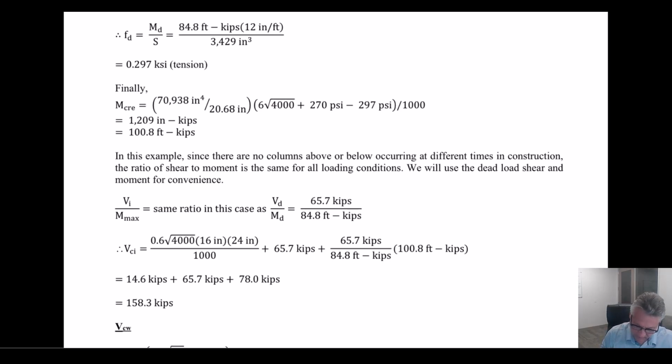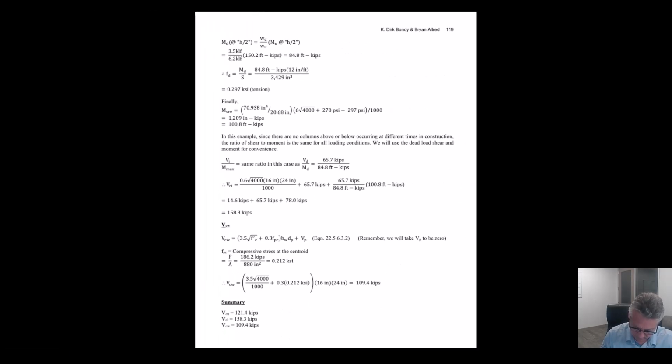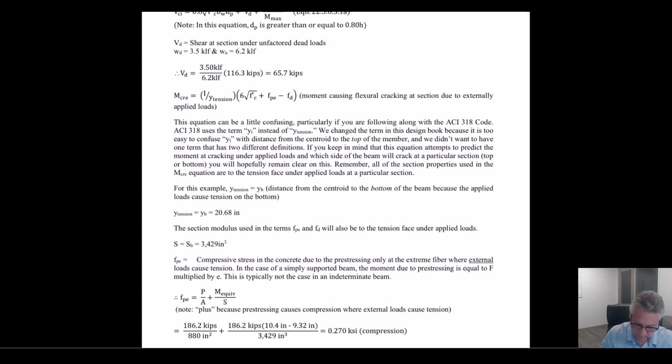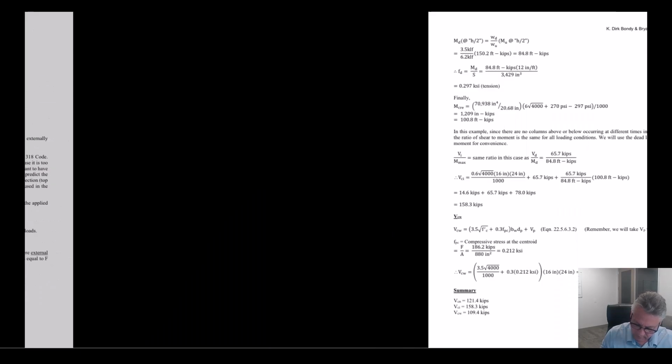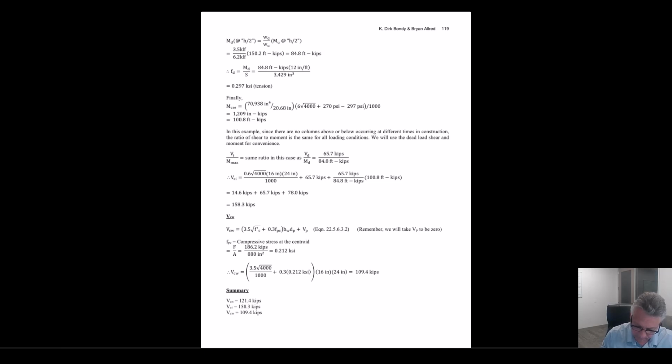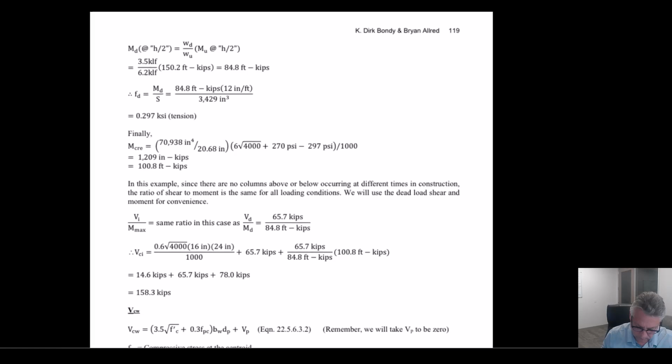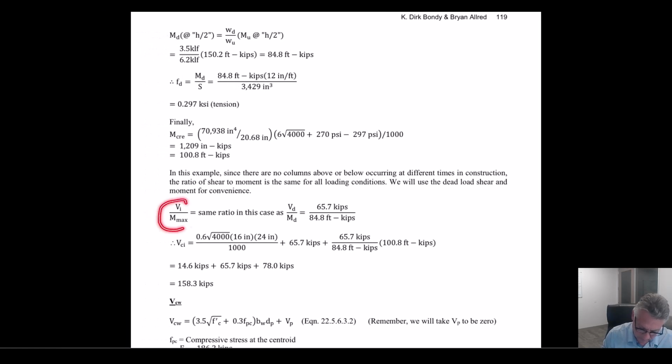Again, back in that equation, I've got to use VI over M max and multiply that by what we just found. In a simply supported beam, this is going to be a constant ratio regardless of what loads we're talking about. So I'm just going to use, because I already calculated it, the dead load shear and the dead load moment and stick those in here. Not technically the definition, but it gives me the exact same answer. So good enough.